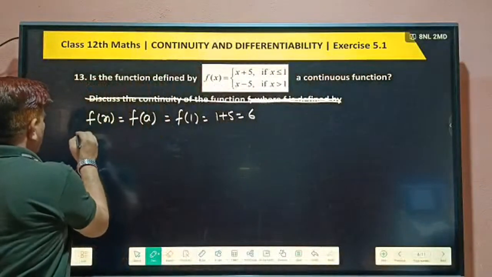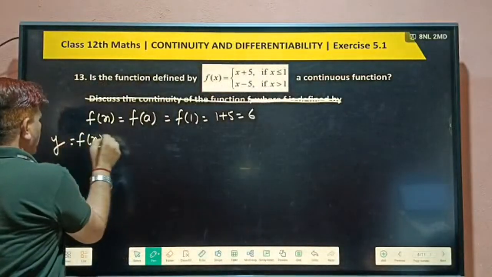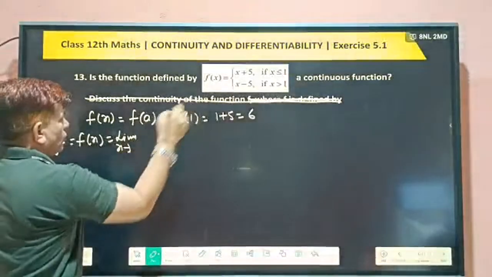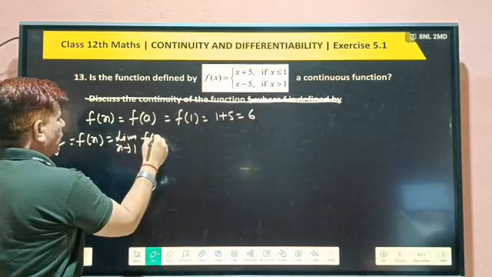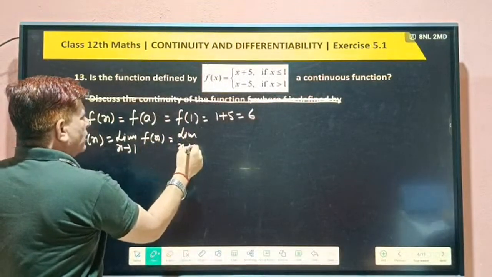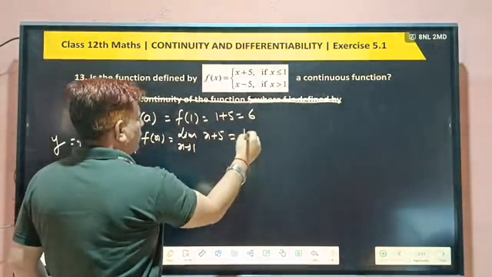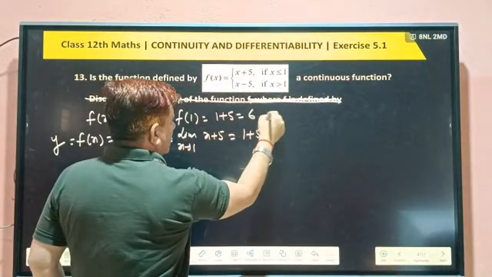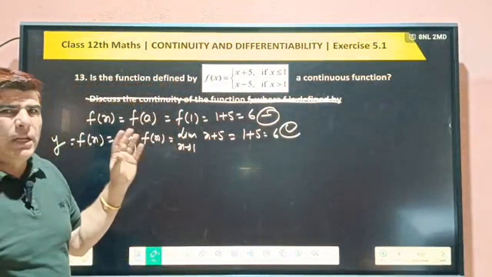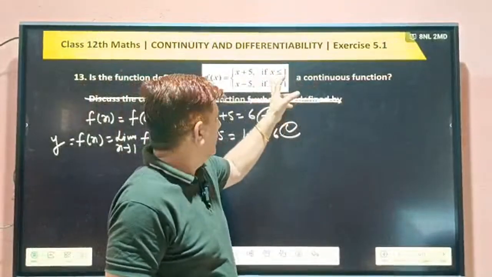Or we can write, limit x tends to 1 of f(x) is equal to limit x tends to 1 of x plus 5, and if you put 1, 1 plus 5 is equal to 6. You can write this any way. As I told you before, this is so. So we will check this.